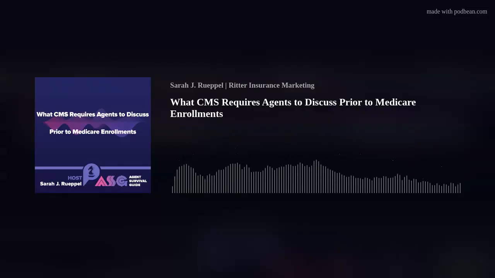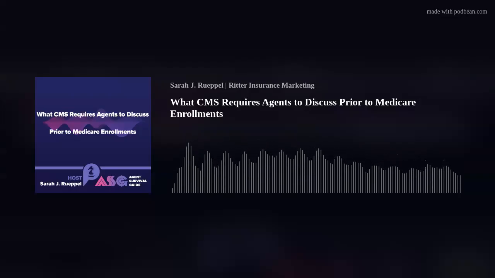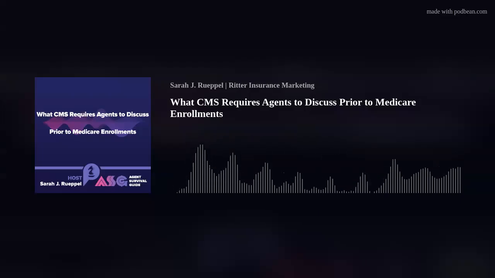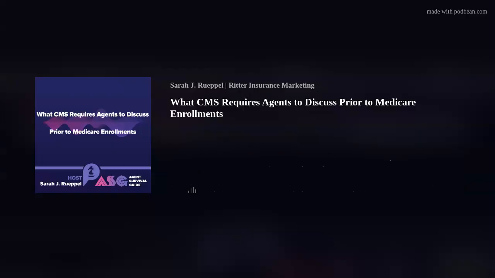The first topic we'll cover is Medicare eligibility. Near the start of your conversation, you should check if your client has a basic understanding of their Medicare options, including Original Medicare and Medicare Advantage. Explain that to enroll in Medicare Advantage plans, individuals must be entitled to Medicare Part A, be enrolled in Medicare Part B, and continue to pay the Part B premium.